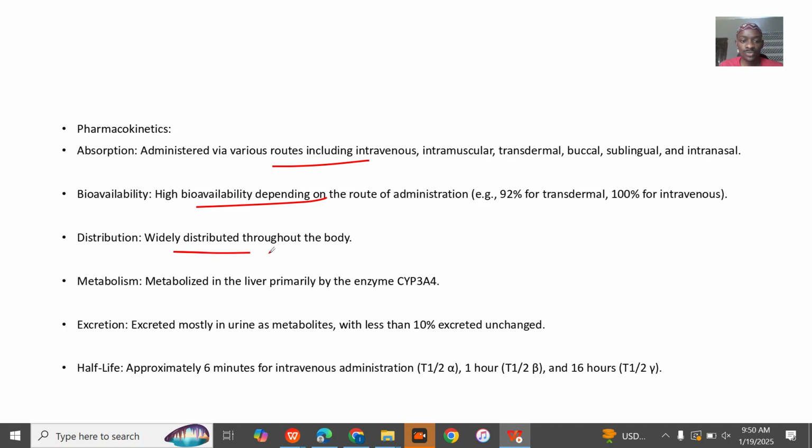Okay. Distribution is widely throughout the body. Metabolism is in the liver by the enzyme cytochrome 3A4. Excretion is mostly in urine as metabolites, with less than 10% excreted unchanged. Okay. Half-life is 6 minutes for intravenous.